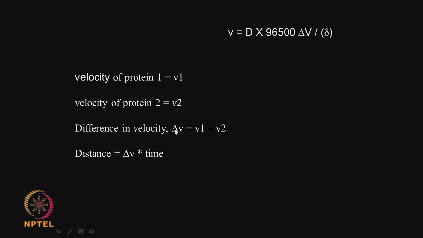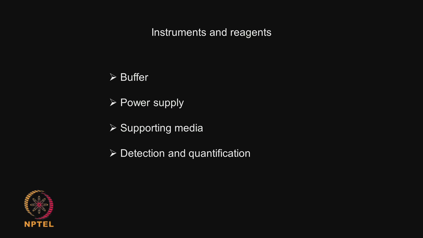So, the difference in velocity will be delta v, v1 minus v2. The distance travelled in a certain time will be delta v multiplied by time. So, if I give longer and longer time, I will achieve longer and longer separation, okay. And so, the separation depends upon the diffusion coefficient, which is inversely proportional to the size, and directly proportional to the charge the protein has acquired, okay. This is the principle by which this type of separation takes place.